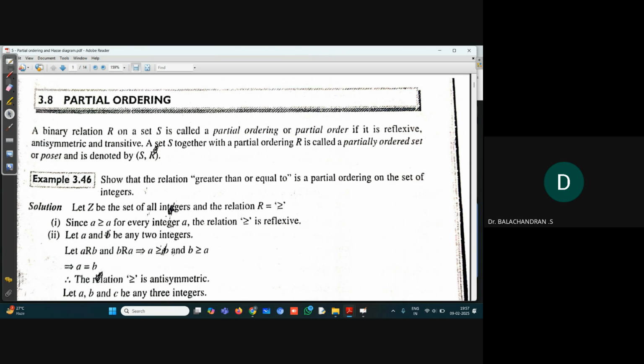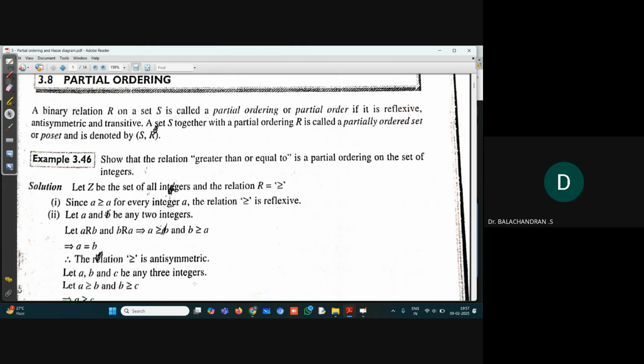A related to B implies what? A greater than or equal to B. B related to A means B greater than or equal to A. So A greater than or equal to B and B greater than or equal to A implies A equal to B. Okay, that we know. So the relation greater than or equal to is what? Antisymmetric. Transitive, it automatically comes.